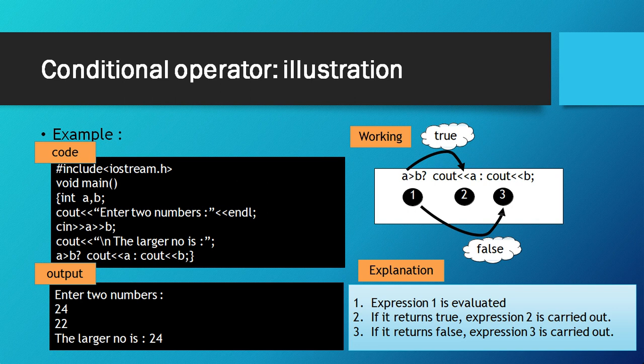So for our output, we are entering any values. For example, here 24 and 22 are given. So is 24 greater than 22? Of course it is true. So cout a will be evaluated. Expression 2 will be evaluated. So the larger number, 24, is displayed.